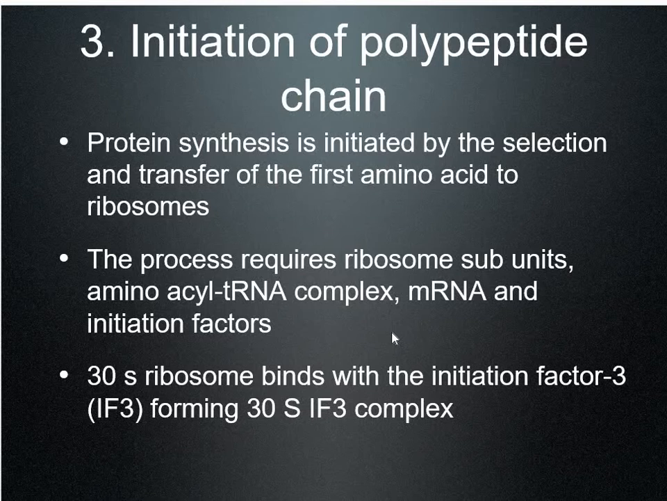For this process, the machinery for protein synthesis is the ribosome subunit. So we need ribosomes. tRNA has to bring amino acids, so there should be aminoacyl tRNA complexes. The message is carried by mRNA, so there should be mRNA. And also, for the initiation of the polypeptide chain, a lot of initiation factors are required.